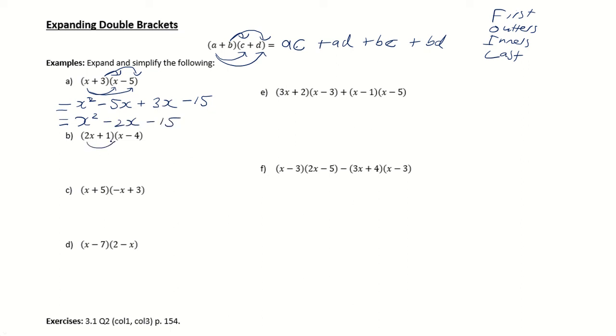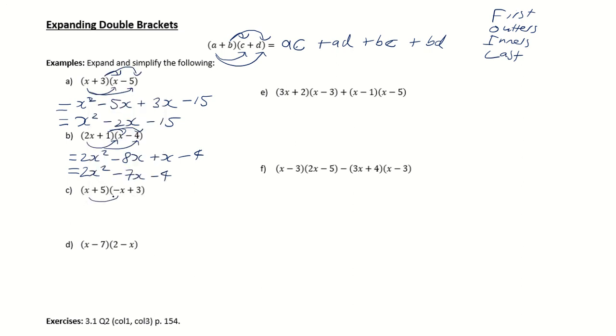So the next one, 2x times x will give us 2x squared. 2x times negative 4 will give us negative 8x. 1 times x will give us x, and then 1 times negative 4 will give us negative 4. Simplifying and collecting like terms, 2x squared, and then we'll have take 8x plus 1x. So take 8 plus 1 is negative 7x, take 4. I'll do a couple more examples.